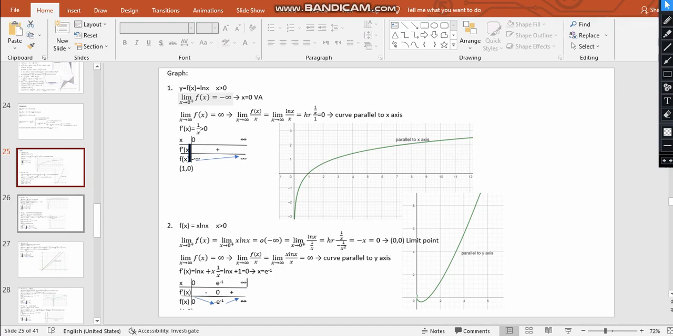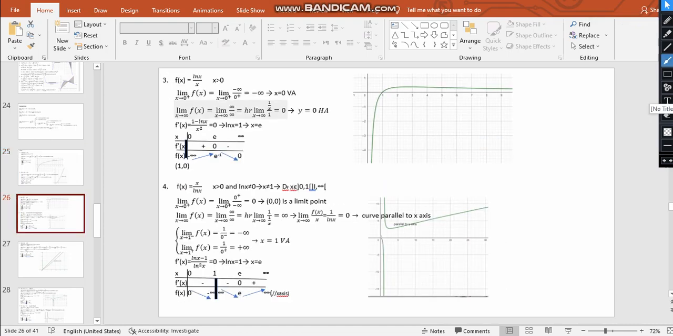More curve to study. Here you have ln x over x, x bigger than 0. If you do limit as x tends to 0, you have minus infinity over 0 plus minus infinity, x equal to 0. As you can see, here is a vertical asymptote. Infinity, you do Hospital's rule, because infinity over infinity you have 0. So you have y equal to 0 horizontal.